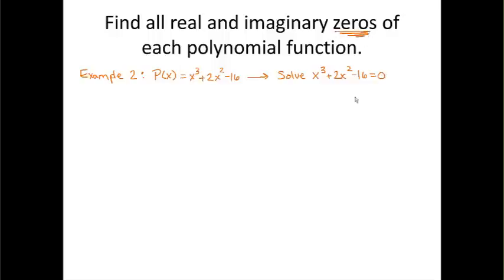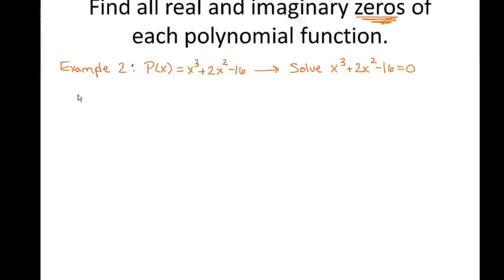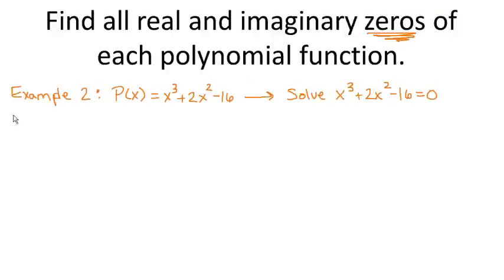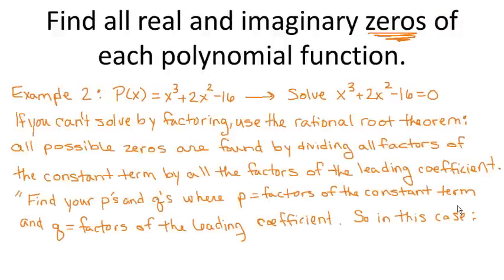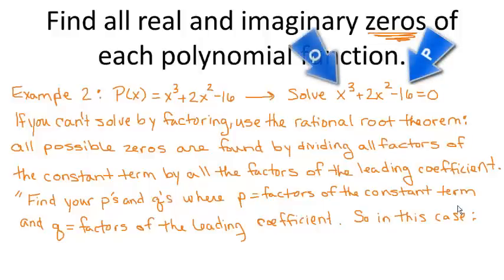So let's take a look at this function just a little bit more closely. We want to use all the tools that we have had previously, but we find here that they just don't work. And so if you can't solve by factoring, we want to use the rational root theorem. This theorem says that all the possible zeros are found by dividing all the factors of the constant term in the polynomial by all the factors of the leading coefficient. We remember that as asking ourselves to find our p's and q's, where p is the factor of all the constant terms and q are the factors of the leading coefficient.